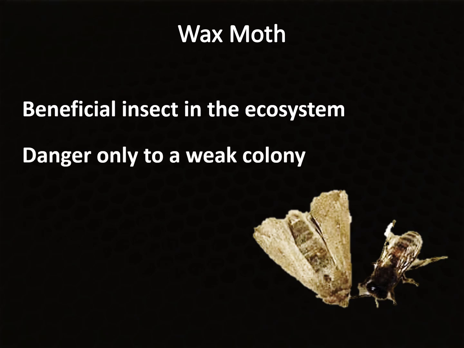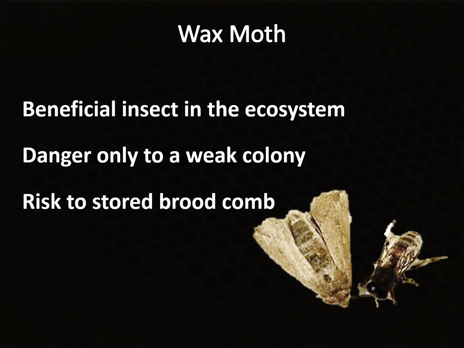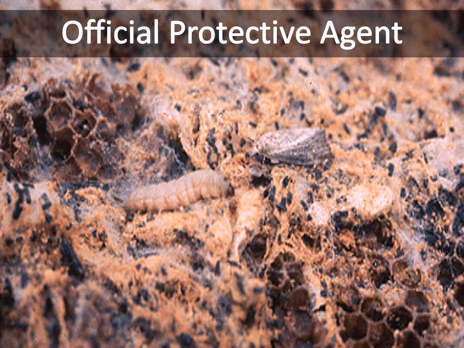And they're really only a danger inside of a weak colony, and that weak colony might be a strong colony if it were in a smaller box. So just make sure you right size your hive. It could be a risk to stored brood comb. What you would want to do is pull that brood comb out, stick it in a plastic bag, and then freeze it for a few days before you store it. And that way it'll kill any of the wax moth eggs that may be there. If they do get in and they start pupating on your woodenware, the pupa can cause a little bit of damage to your woodenware.